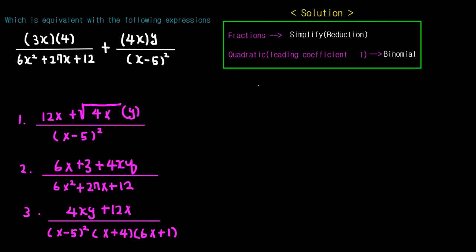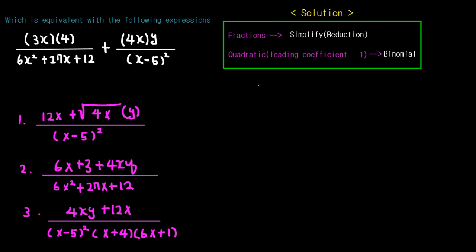So in this video, I want to talk about one example of an SAT math problem. And the question is, which is equivalent to the following expression: 3x times 4 over 6x squared plus 27x plus 12, all of that plus 4x times y over (x minus 5) squared.